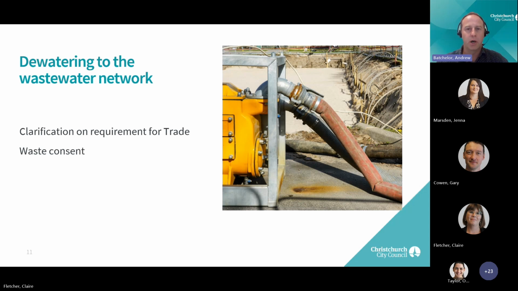We're proposing some changes to the bylaw to clarify the requirement for trade waste consent when the discharge from dewatering is going to the wastewater network rather than the stormwater network. Gary's touched on a little bit of that around inorganic mineral solids. Approval is required for discharges associated with dewatering activities in some form. In most cases, dewatering discharges are made to the stormwater network, but in limited circumstances, some can't be accepted to the stormwater network, and instead are considered for discharge to the wastewater network as trade waste.